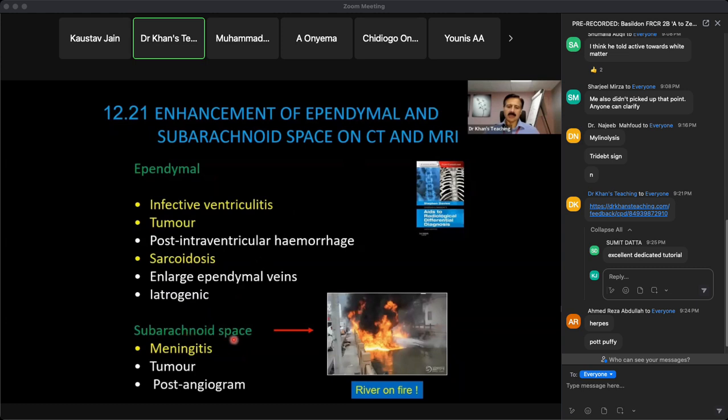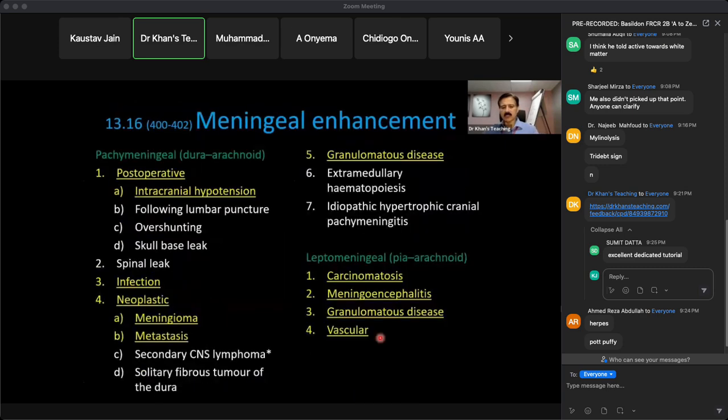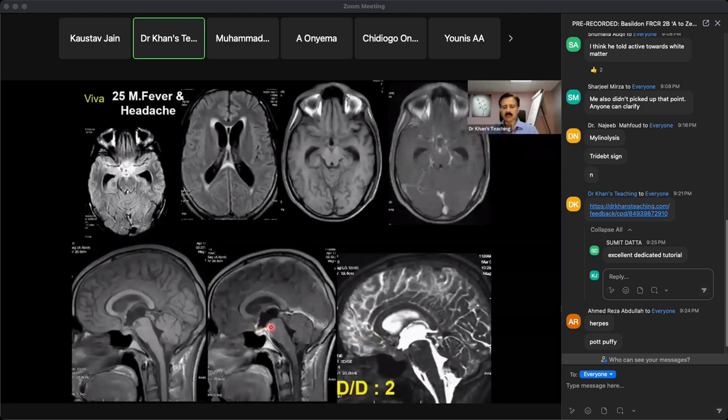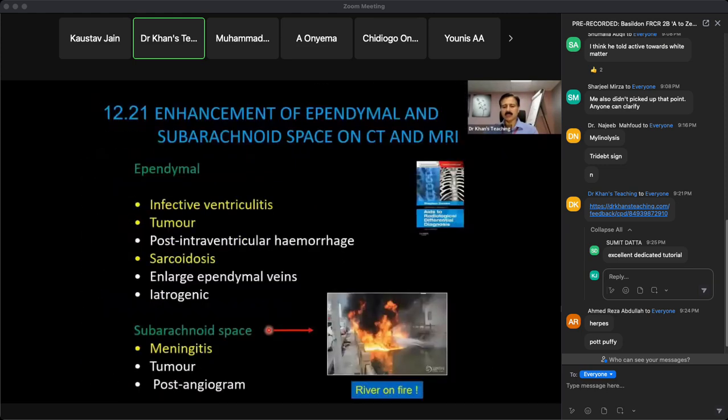So subarachnoid space, whole of the space, as in meningitis, I say that as if the river is on fire. So what is the river? The river is, as in your case, the suprasellar cistern, and that suprasellar cistern is replaced. There is no water there, no CSF. Instead, there is something else which is on fire. So this is the river on fire sign for me.